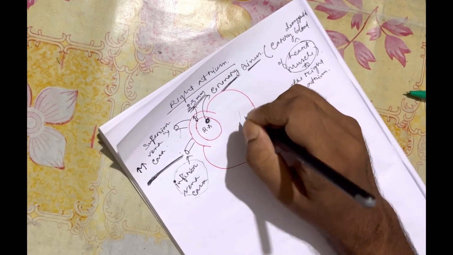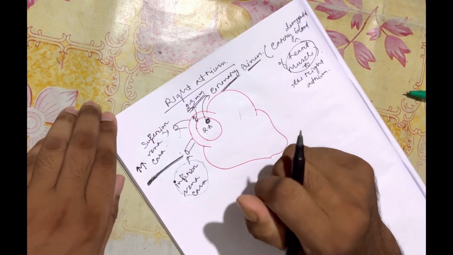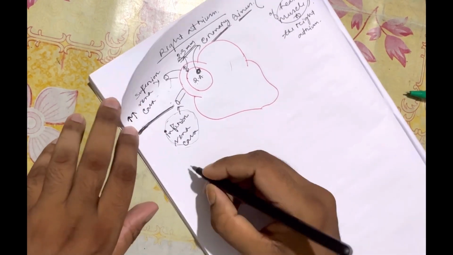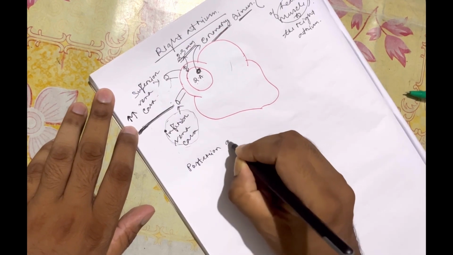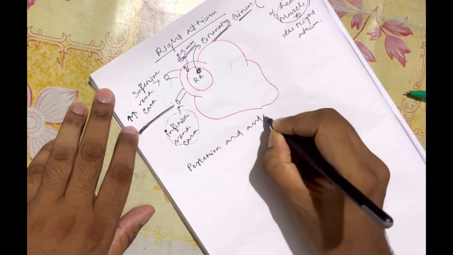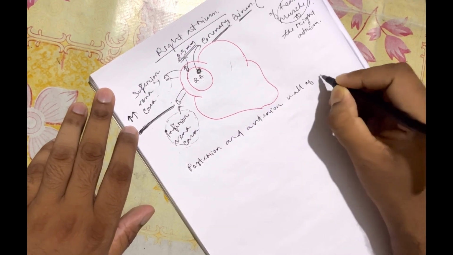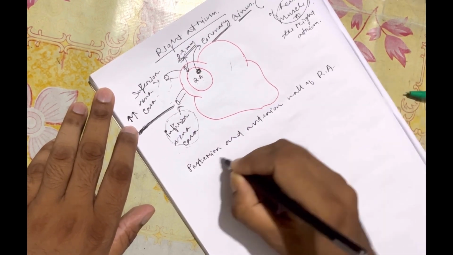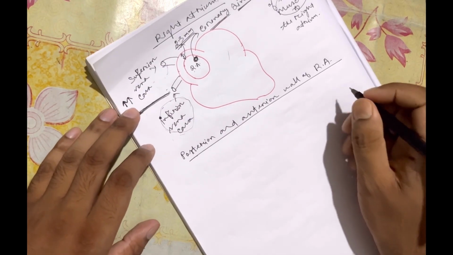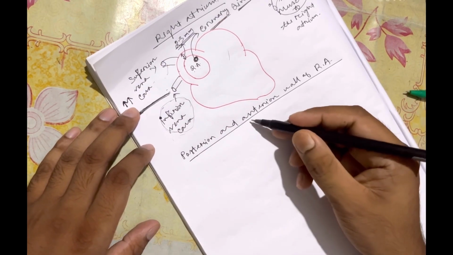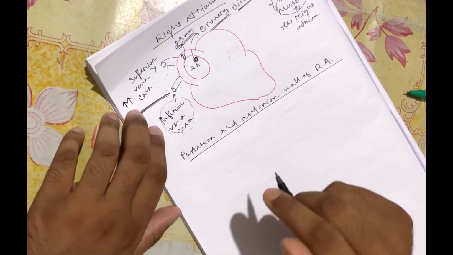So the point to be remembered is that this is 2 to 3 millimeters in thickness. Another thing is the posterior and anterior wall of the right atrium. One thing we must know is that there is a little difference between the posterior wall and the anterior wall.